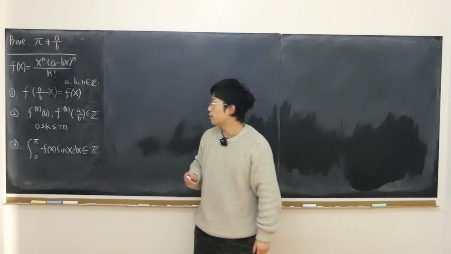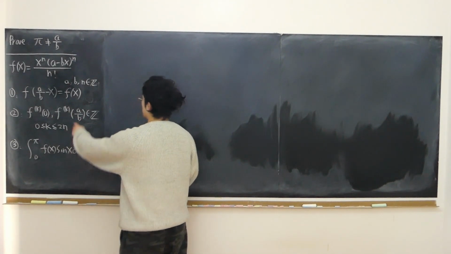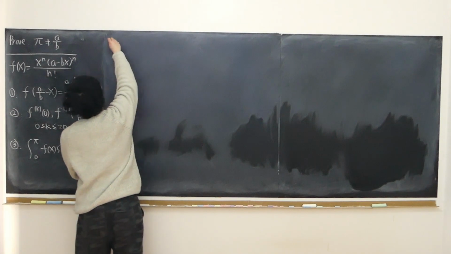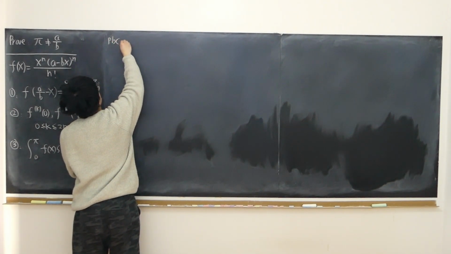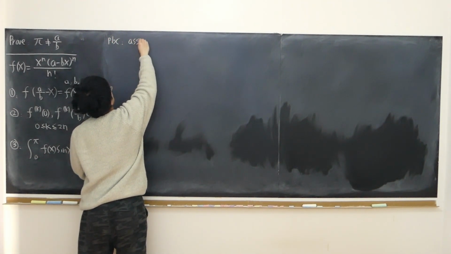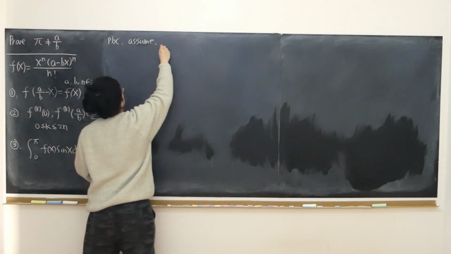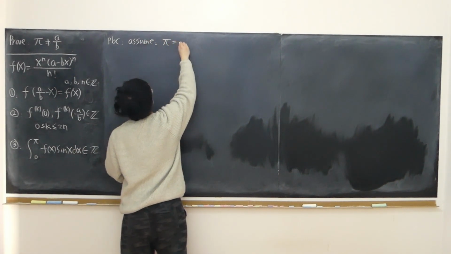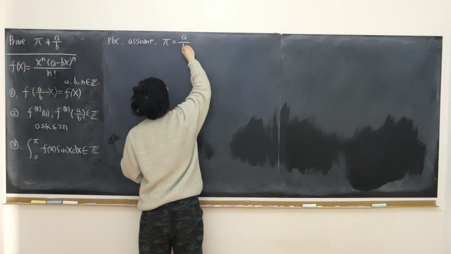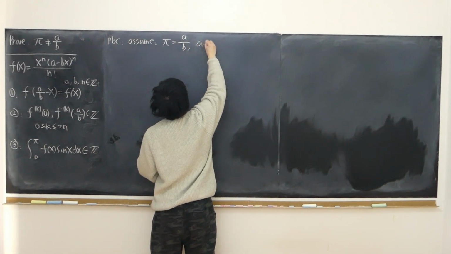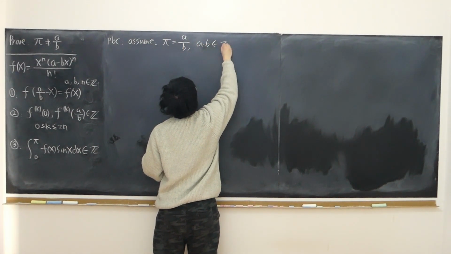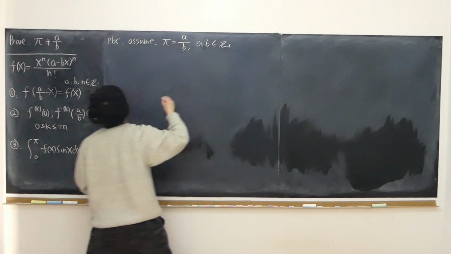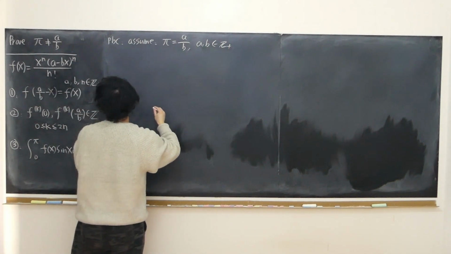I'm going to prove pi is irrational. First, I'm going to prove these lemmas. Proof by contradiction. So we're going to assume that pi is rational. Later, we're going to reach some contradiction.